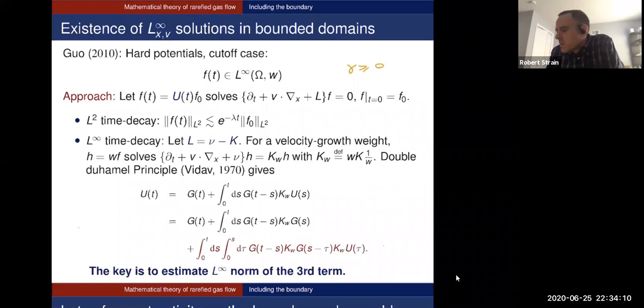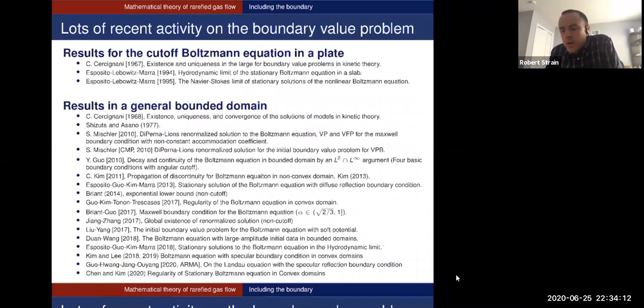Okay, so now it's kind of unfair, but due to time constraints, I won't tell you about these results. I'm showing you this horrible slide with very small print, but I just want to emphasize that there has been a lot of activity on the Boltzmann equation with boundary conditions, in a bounded domain. I wanted to show that to you, but I won't really talk about it.